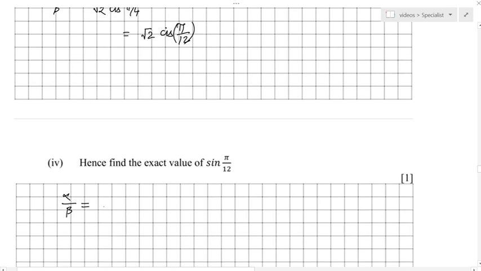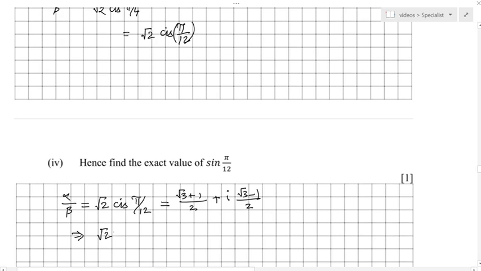Alpha over beta, from part 3, is equal to root 2 cis pi over 12, and from part 1 alpha over beta, we already found that. I have these values here. It says root 3 plus 1 upon 2 plus iota root 3 minus 1 over 2. This implies I can write this polar form into Cartesian form now.